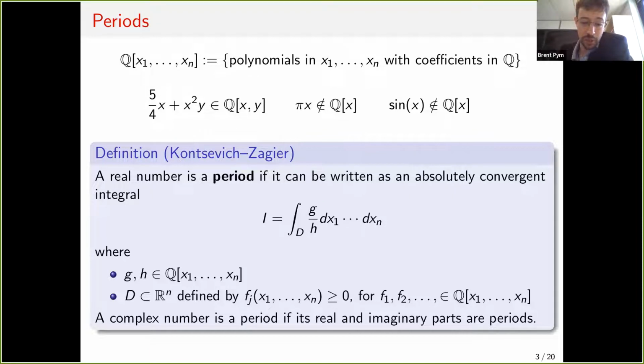It's actually going to be better, in some sense, to talk also about complex numbers. So a complex number has a real part and an imaginary part. We'll say that a complex number is a period if both its real part and its imaginary part are periods in the sense above. There needs to be no particular relation between the integral which defines the real part and the integral which defines the imaginary part. It's just that I can define them both by an integral.